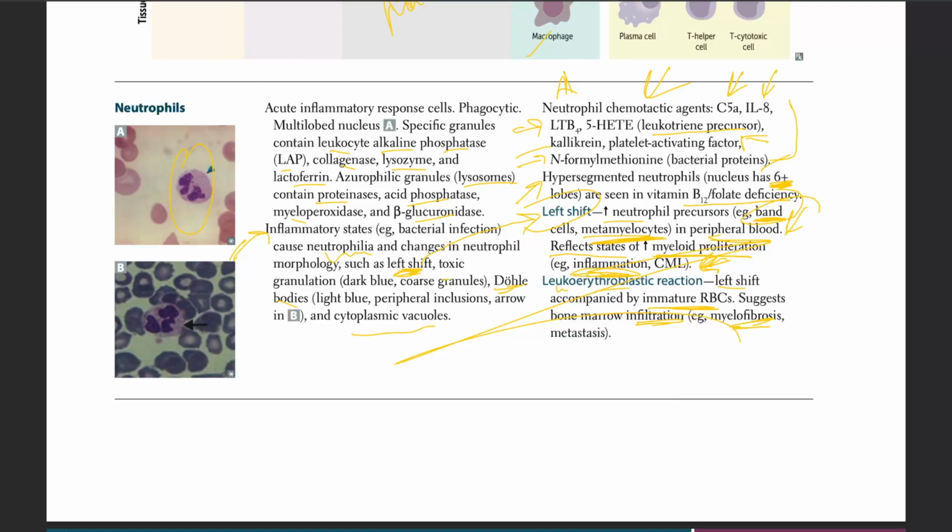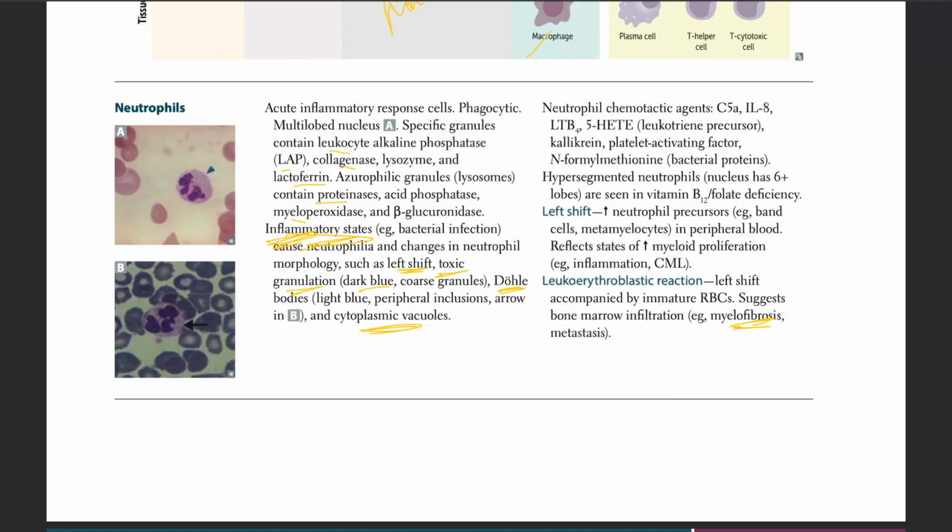So what did we learn here? We did learn that in the inflammation, if we have an inflammatory state, we're gonna have a left shift. We're gonna have the toxic granulation, that the change in the color, dark blue and coarse granules will be present. We saw that we also gonna have the Dohle bodies. We're gonna make some cytoplasmic vacuoles, and this is all in the inflammatory states. This is all gonna happen in the neutrophils.